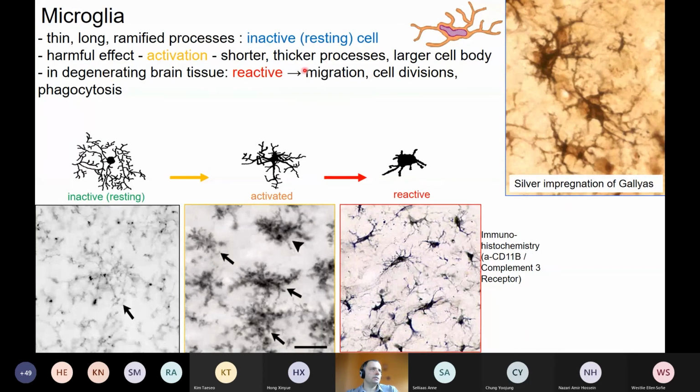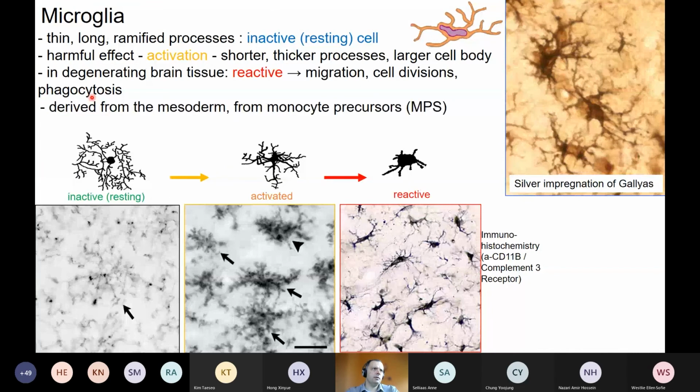And in this stage, they can already migrate, so they can move inside the brain. They can divide, and they will remove the damaged brain tissue through their phagocytotic activity, and they will clean up. So these are the macrophages of the central nervous system. And you most likely heard that macrophages are coming from the monocytes, and you have studied in the earlier semesters already the mononuclear phagocyte system.